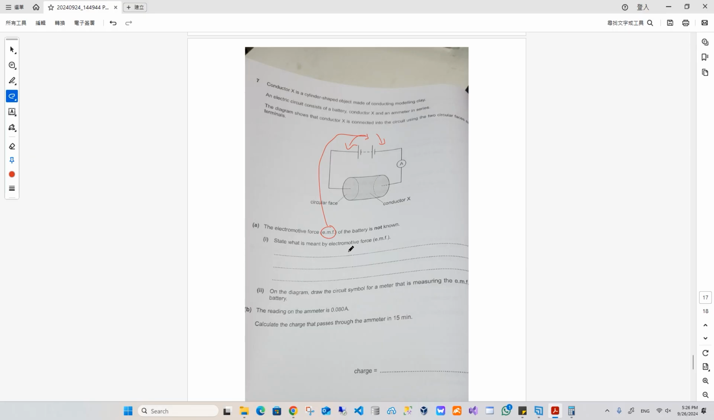State what's meant by the electromotive force. Electromotive force is the potential difference given by a battery that drives the current flow through a circuit, if you want to. Otherwise you can follow your text.